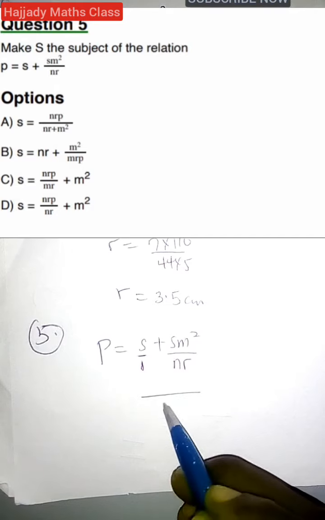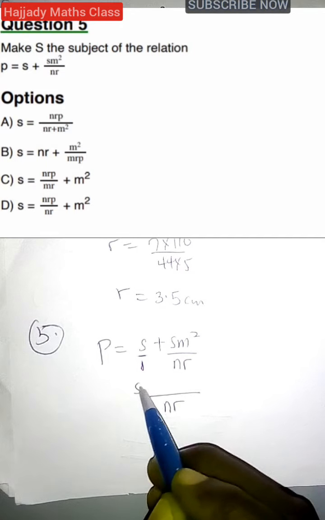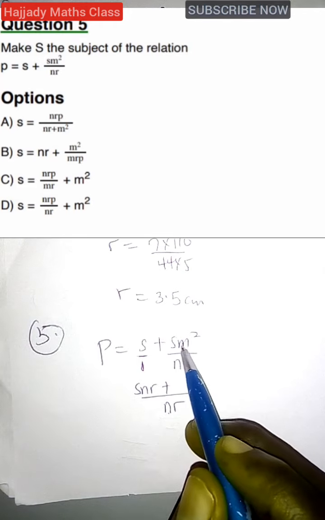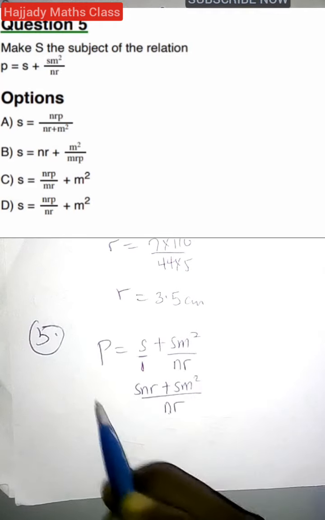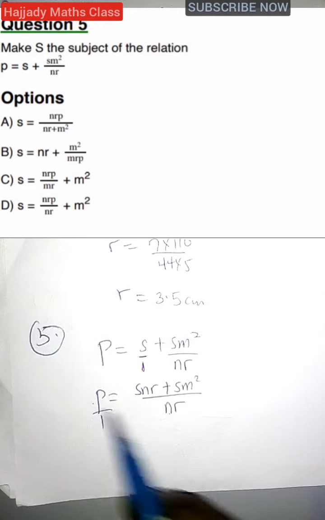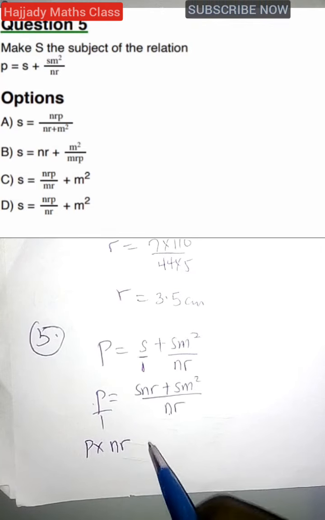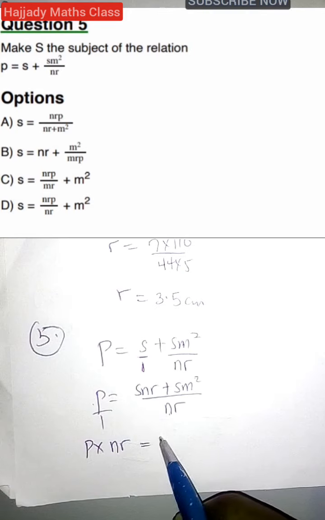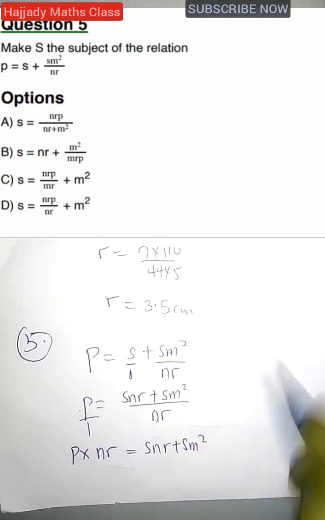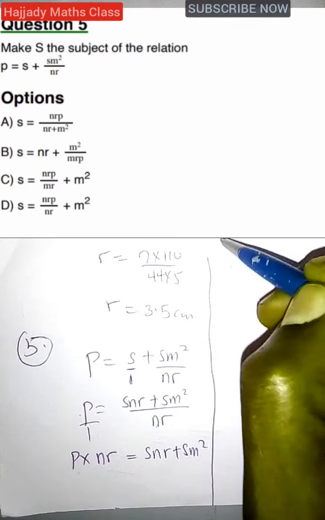So here we have NR. 1 in NR gives NR, multiplied by S, we have SNR. Plus NR in NR is 1, multiplied by the numerator, which is SM squared, we have this back. So your P equals this. Now, with this, we can easily cross multiply. So we can have P multiplied by NR equal to SNR plus SM squared.